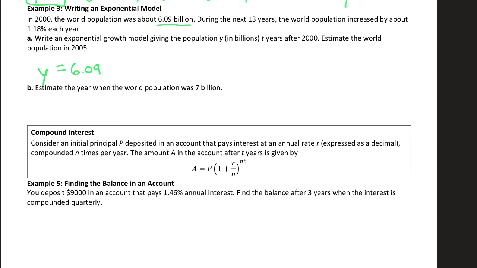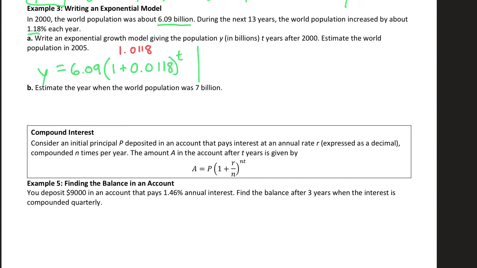That's the starting population. And to write our growth model, we take 1, and since this is growth, it's 1 plus our growth in percent, but as a decimal. So 1.18% as a decimal is 0.0118. And that is going to be to the t power after t years, okay? So if you wanted to write this, this is really 1.0118. If you wanted to substitute that instead of the 1 plus 0.0118, you could do that.